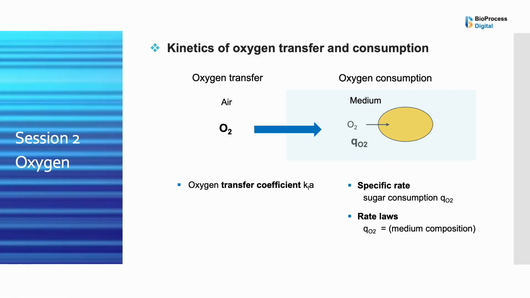In Session 2, you will determine the kinetic law for the specific oxygen consumption rate. You will also analyze the limiting rate of oxygen transfer from the air to the medium and calculate the characteristic oxygen transfer coefficient KLA.